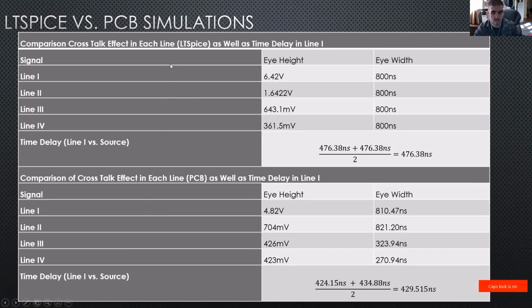So this is just some of our comparisons of our measures for the time delay and the eye diagram. The first table is the LTspice measurements, and the second table is the PCB measurements. LTspice is kind of an ideal software, so it's not really representative of some of the effects that might happen in a real-time simulation. So therefore, that's why we get some differential between the two.